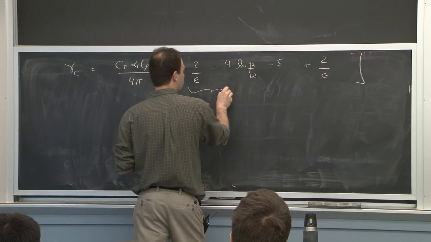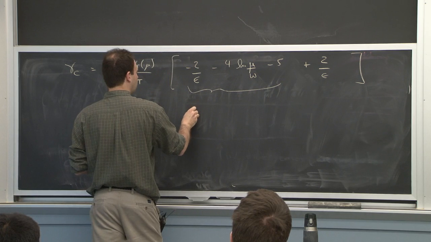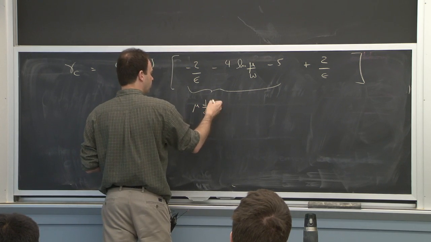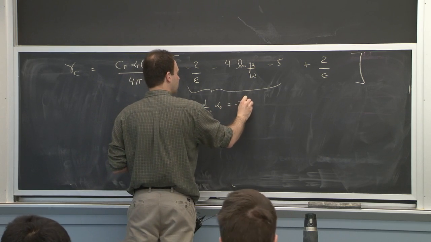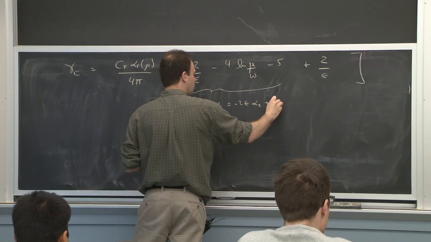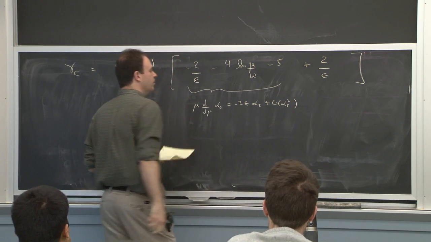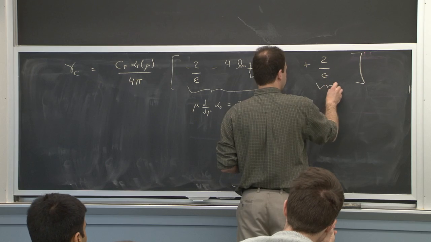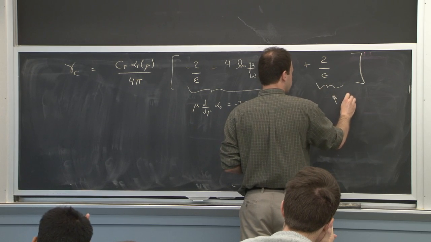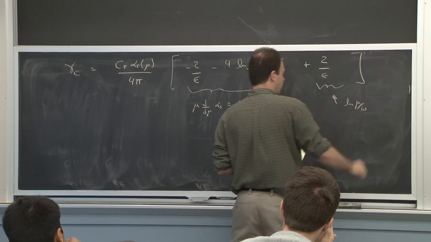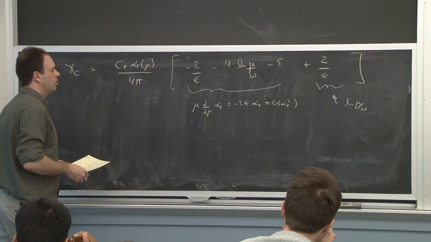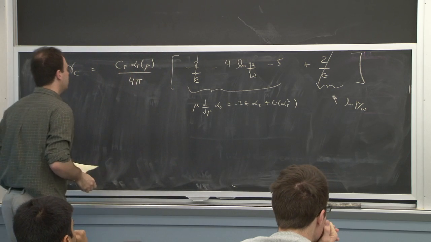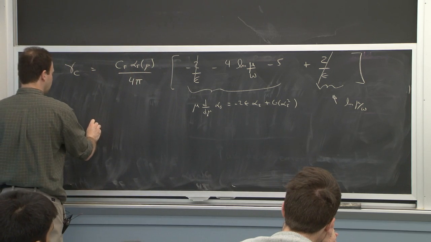Where these guys here are coming from, using the fact that mu d alpha by d mu, when you're in d dimensions, is minus 2 epsilon alpha plus order alpha squared terms related to the beta function, which we can drop here. And then this guy comes from explicitly differentiating the log mu over W. The divergent terms cancel, and we're left with a finite anomalous dimension.